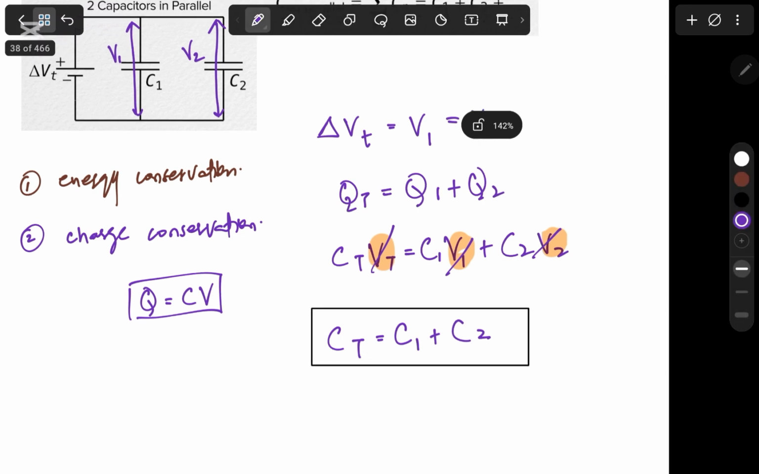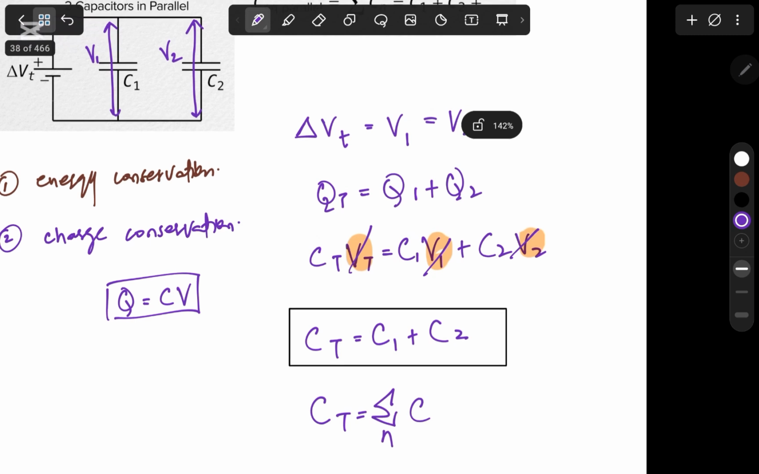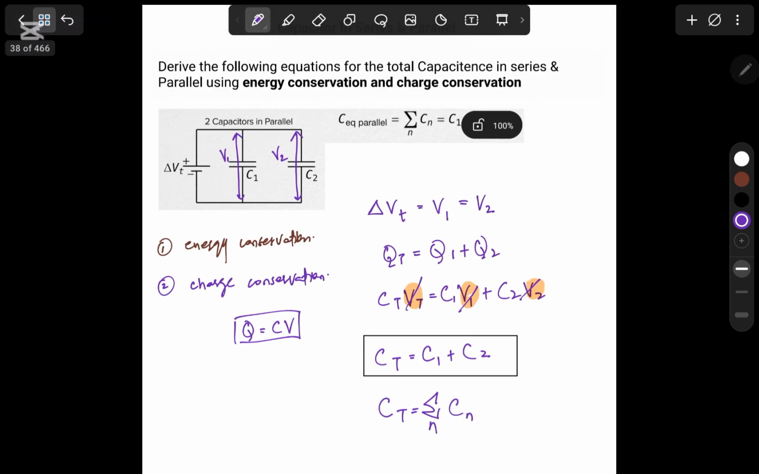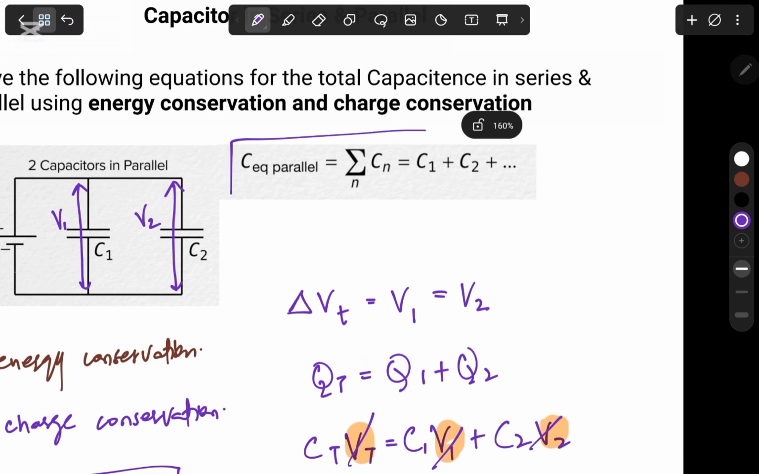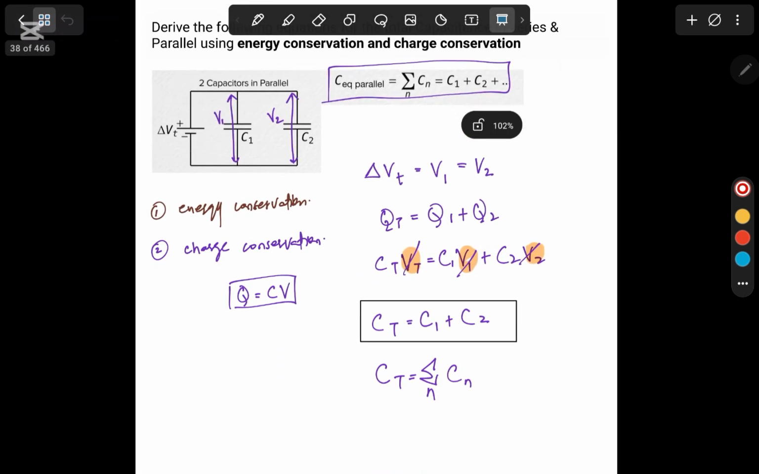Now, we can also write this in a more general way, where we can say the C total is equal to the sum of the capacitors, for n number of capacitors. We sum them up and we get the total capacitance. That's basically the equation right over here, just a bit more of a general way to write it. What if you have like 7 or 8 capacitors? Then n is going to be equal to 8. So that's what we're doing here.